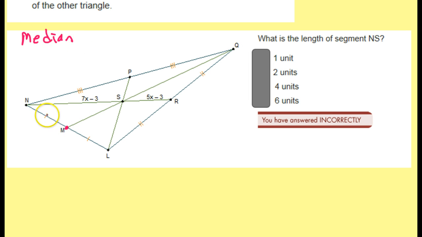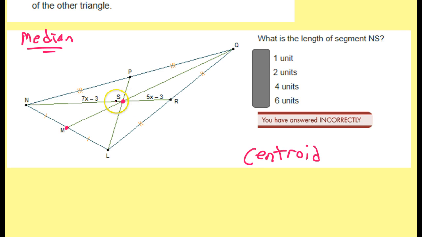And when medians intersect, they intersect in a special way. By the way, this point S is called the centroid of the triangle. The centroid is the place where all the medians meet. But anyway, the relationship is this.